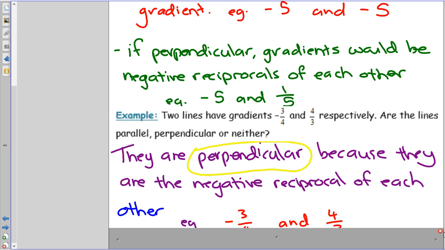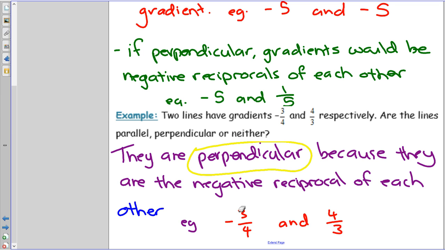You can look at it this way. -3 over 4, you would flip it, you would get 4 over 3, and also then you would change the sign to a positive. Another way to check is, remember that by definition, if they're perpendicular, these 2 gradients would multiply to give -1. So -3 over 4 times 4 over 3. 3 times 4 is 12, 4 times 3 is 12, and 12 divided by 12 is 1, but also you've got a negative times a positive, so it would be -1. And that's the end of the lesson.